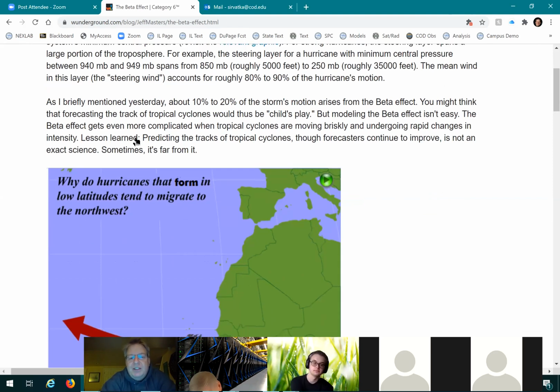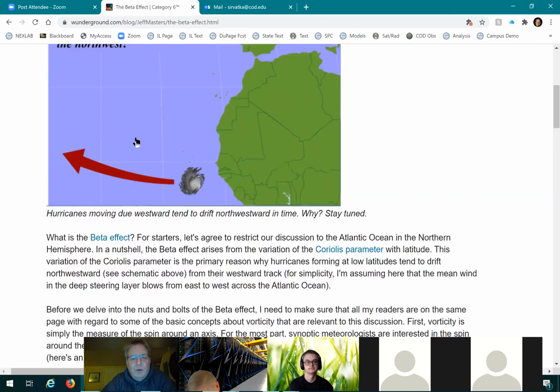As I mentioned briefly, about 10 to 20% of the storm's motion arises from the beta effect. You might think that forecasting the track of tropical cyclones would thus be child's play, but modeling the beta effect isn't easy. What is the beta effect?